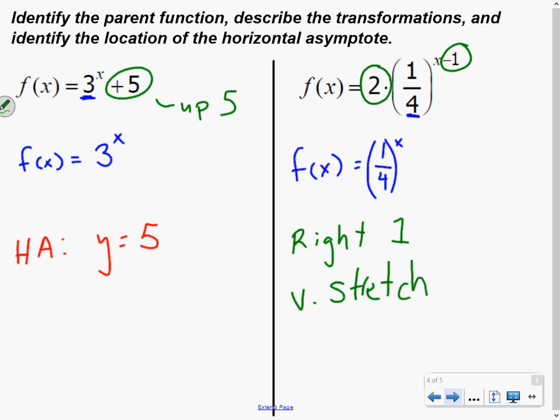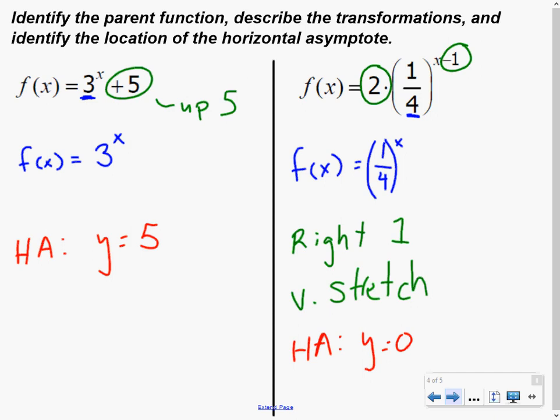So the last thing here is, determine the location of the horizontal asymptote. Now, we had a translation, but it was right 1 unit. If I'm moving my graph left or right, that's not going to affect the horizontal asymptote. The horizontal asymptote only raises or lowers, and that's controlled by vertical translations. So the asymptote here is still going to be located at y equals 0, just like the parent function, because there were no vertical translations.